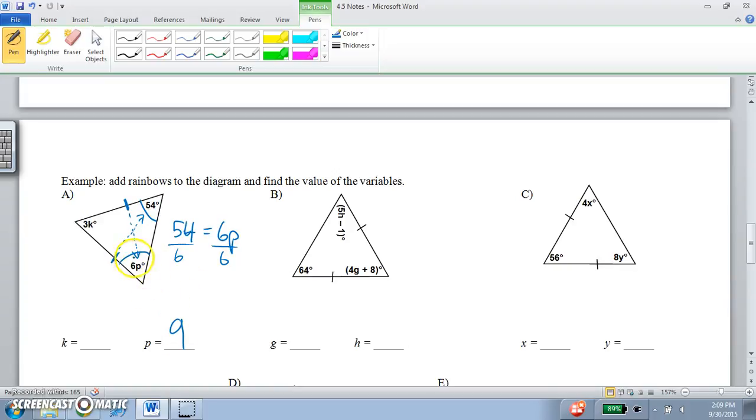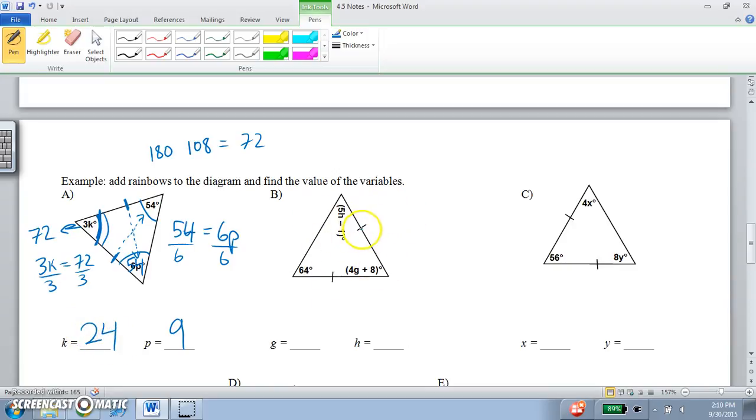And for k, now we have to decide how big k is. Well, if these are each 54, so 54 and 54, if I add those up, I get 108. This angle has to add up to 180 with these other two angles. So we have to figure out what's left over. Well, 180 minus 108 gives us 72. So this angle has to be equal to 72. So we set 3k equal to 72, divide by 3, and we get k equals 24.